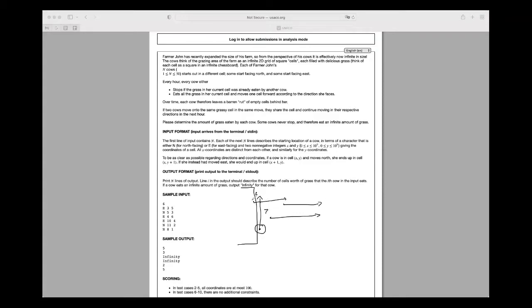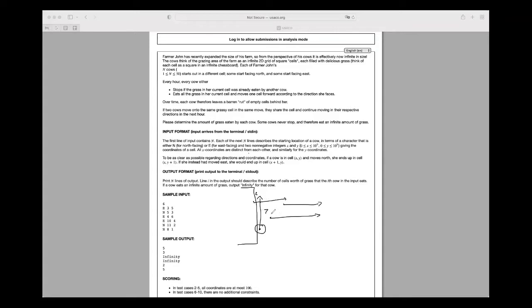Because this takes 2 time and this takes 7 time, this will eat 7 units of grass, I guess. And the first cow will go all the way through because it gets to the intersection point first. If it gets to the intersection point second, then you find the maximum or the minimum of all of those numbers. And that's basically your solution.